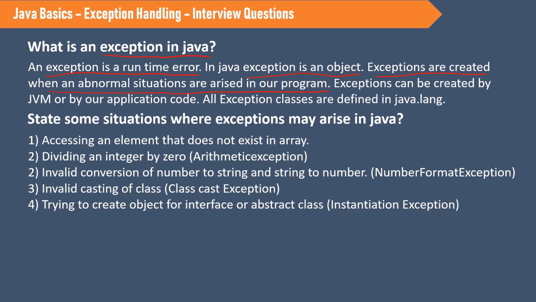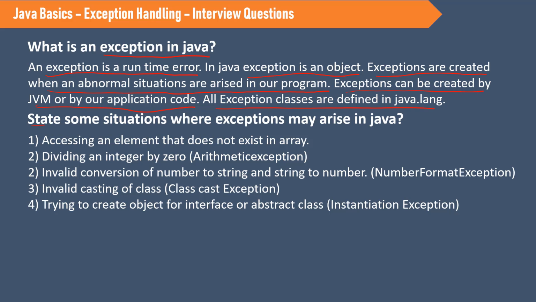We have already seen some examples on this one, where when we try to divide something by 0, it will throw an arithmetic exception. Similarly, when we try to retrieve an element from an array, from an index that doesn't exist in the array, then we will get array index out of bounds exception. So these are abnormal situations. So when an abnormal situation arises, then we get an exception. Exceptions can be created by JVM or by our own application code. All exception classes are defined in the java.lang package.